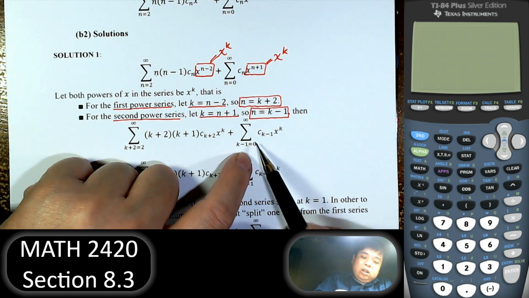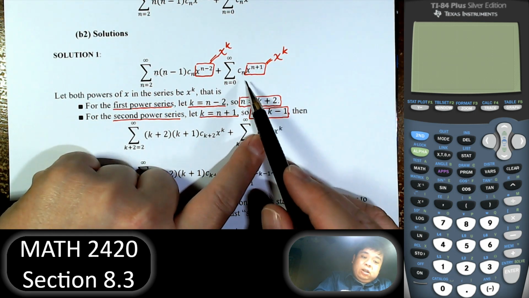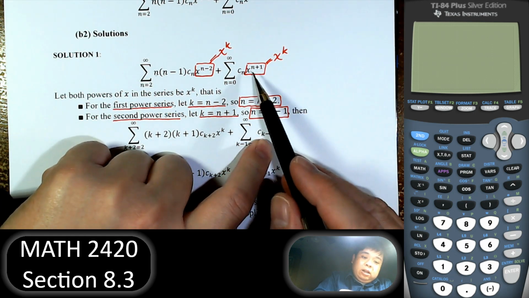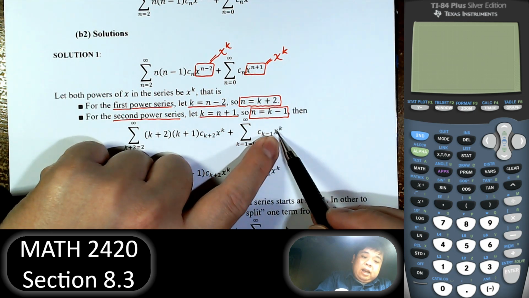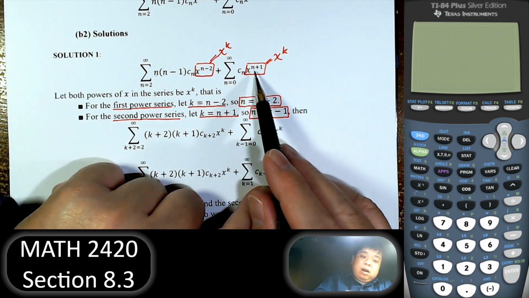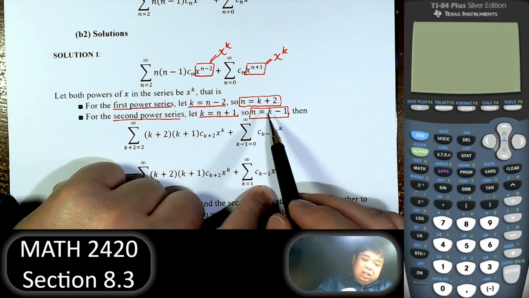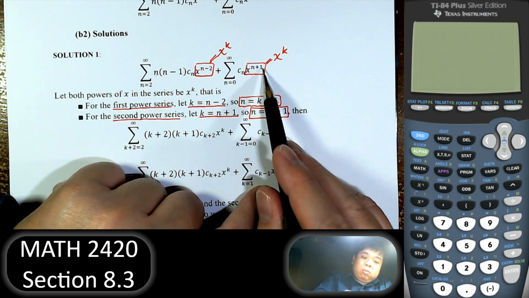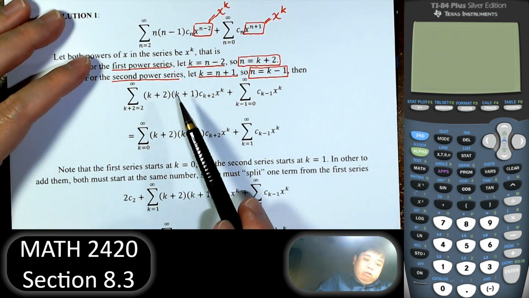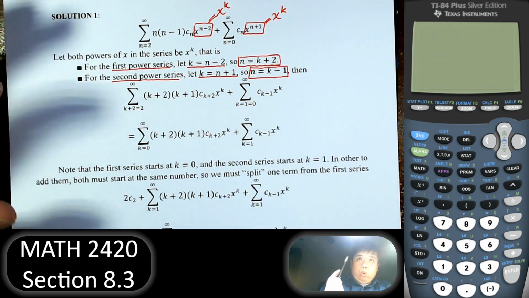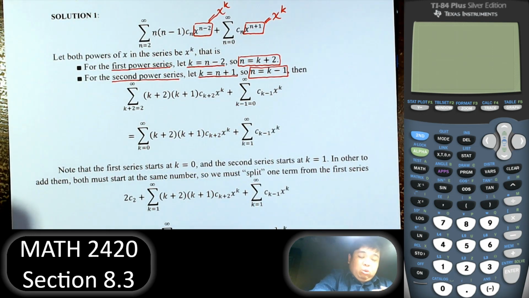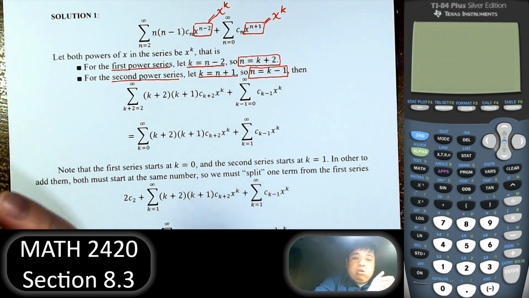and this n. So we have k minus 1, c of k minus 1, and x to the k, because n is k minus 1, and k minus 1 plus 1 is k. Now both of them have the k power, which is good. We took care of the power.